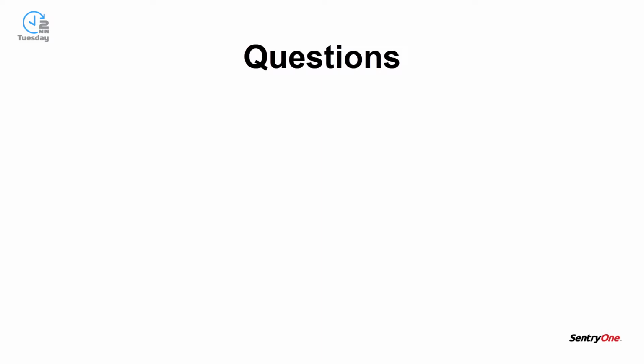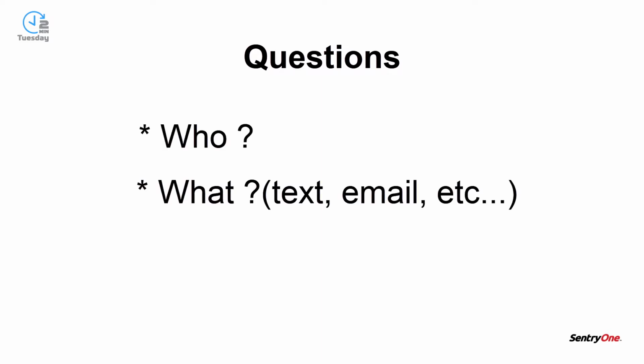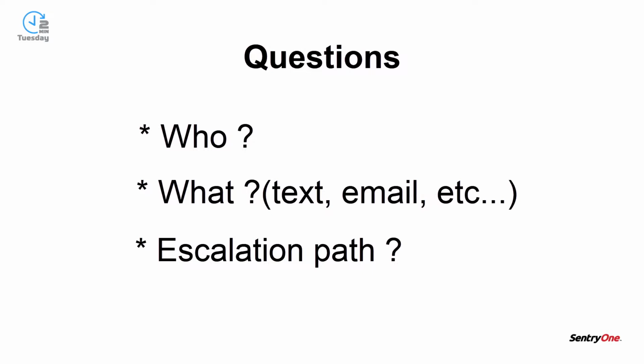In such a case, there are a few questions that you should be asking yourself. Who should receive this alert? What action is most effective in getting a response from this person, such as text or email? Is there an escalation path set up to contact the next person on the list if that person does not respond in a timely manner? There may be more questions depending on the environment you are responsible for and the policies that govern your workplace.